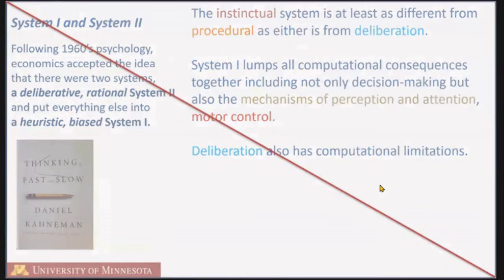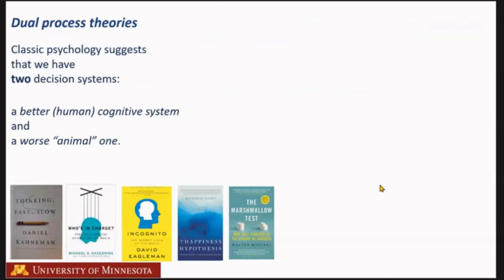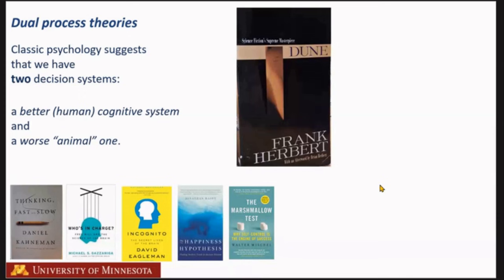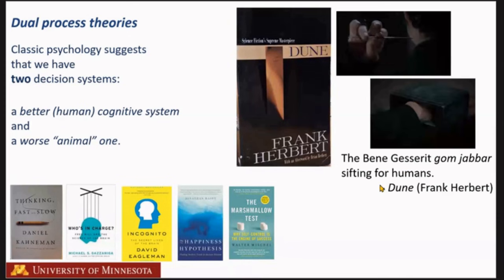Now, so we're going to reject this. In fact, what we're going to reject is the overall idea of this classical 1960s psychology that there is a human cognitive system trying to control a non-human animal one. And here's a bunch of popular science books that all try to sell this story. Actually, the best description of this is the science fiction novel Dune, which is, of course, all about striving for humans to control their animal impulses. So you get like, fear is the mind killer. This is exactly what these people are talking about. I believe Frank Herbert was actually a psych undergrad, and that's where he got it from. We're going to reject it.